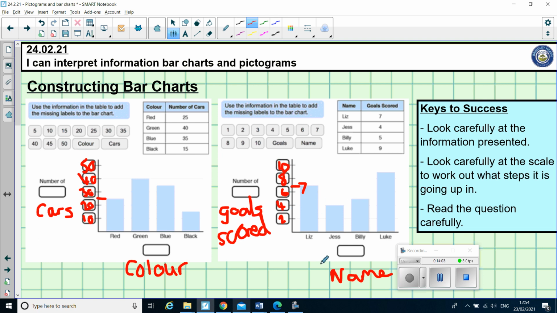Okay, what I'd like you to do now then, Year 6, is pause the video and go and have a go at the work on maths.co.uk. When you've done that, if you come back to the video, and we will do a reasoning question and our plenary together.